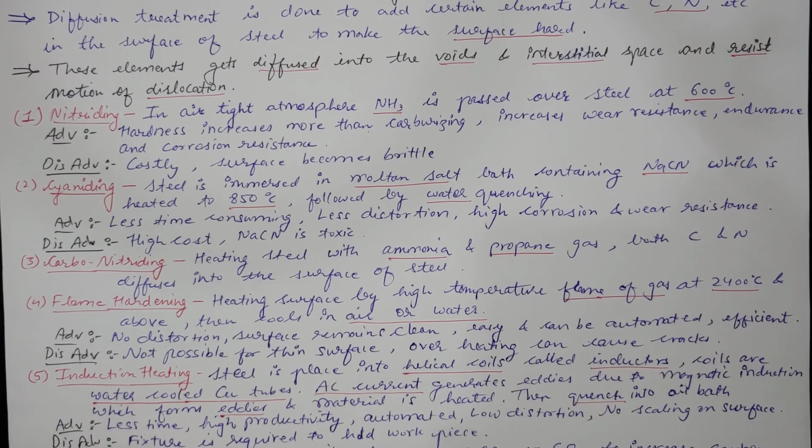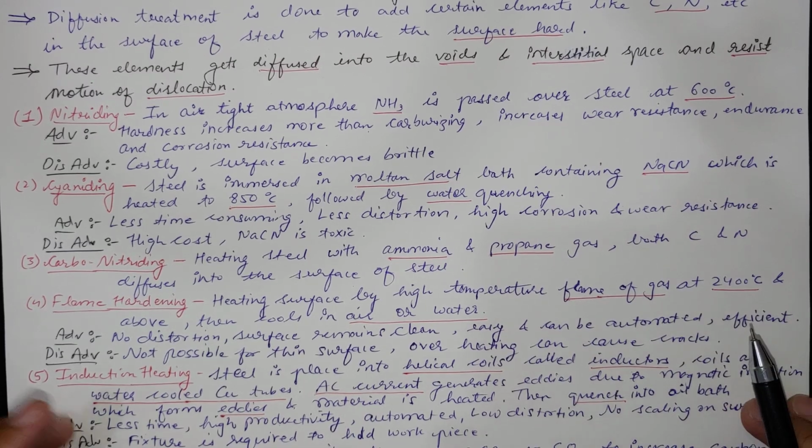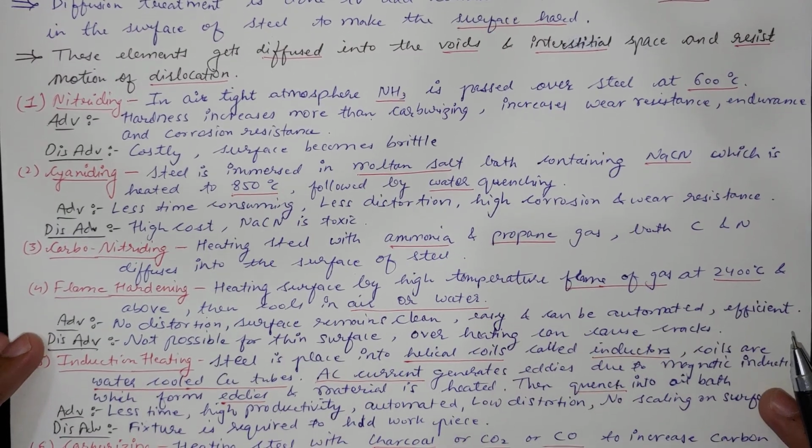Its disadvantage is that we have to have a very good fixture to hold the workpiece, because there will be AC current inside it, so we cannot do it manually or with any other metallic object. So we have to have a proper fixture to hold the workpiece.